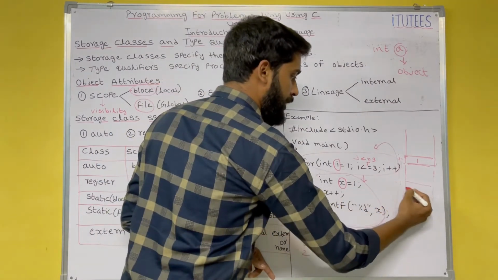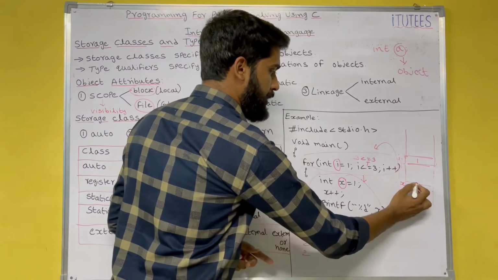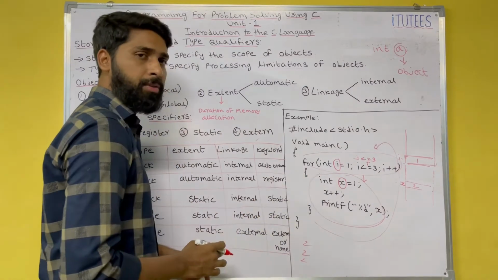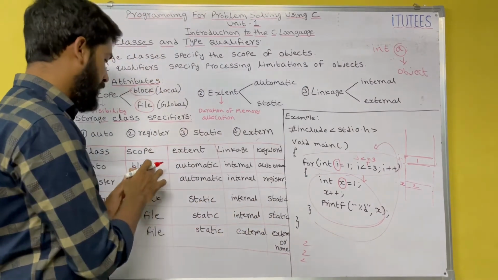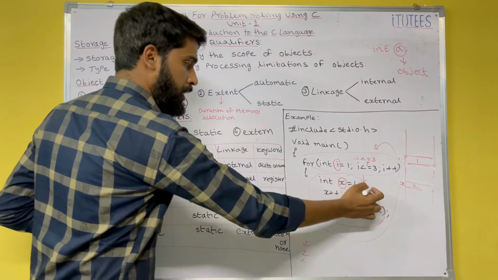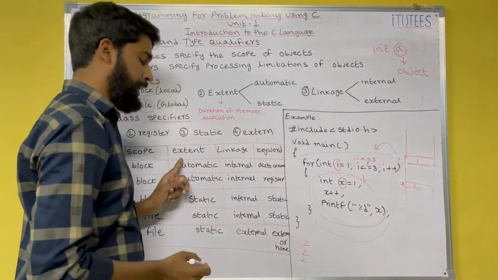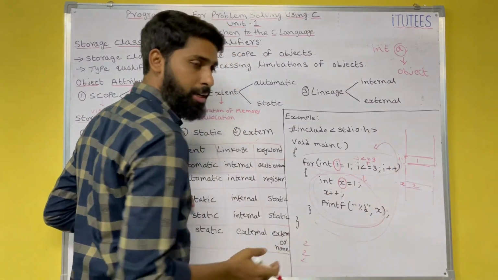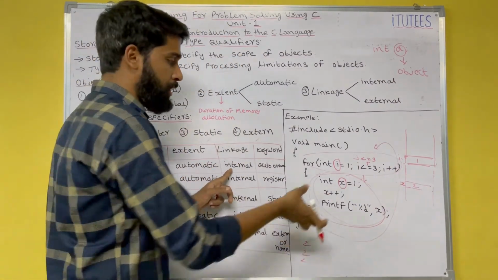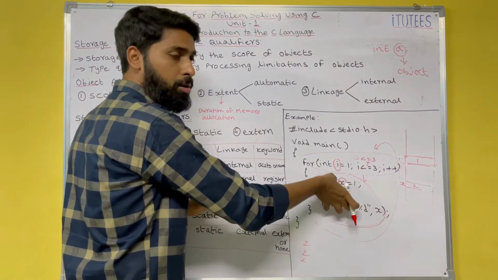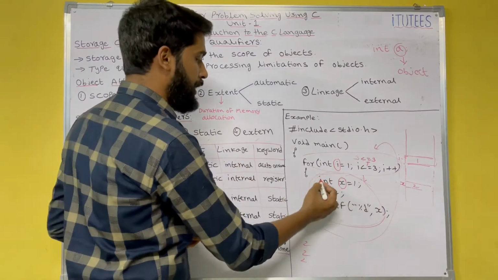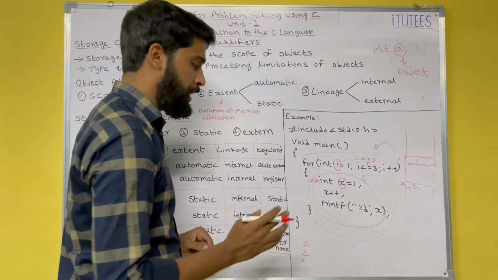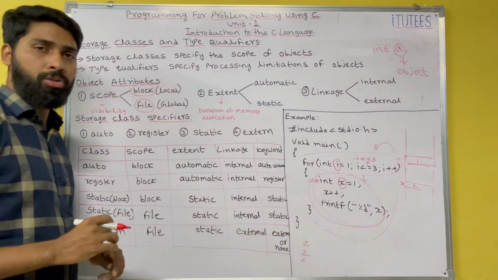Again, x equals 1. x plus plus, and you are going to print the x value. This is the output for this program. If you observe, the scope of this x is restricted to this block, and its extent is automatic. When the block is completed, the memory is deallocated. And linkage is internal. You can access this x within this block only. And the keyword, how we can declare: auto or none. You can declare it like this also, auto. So this is about the auto storage class.